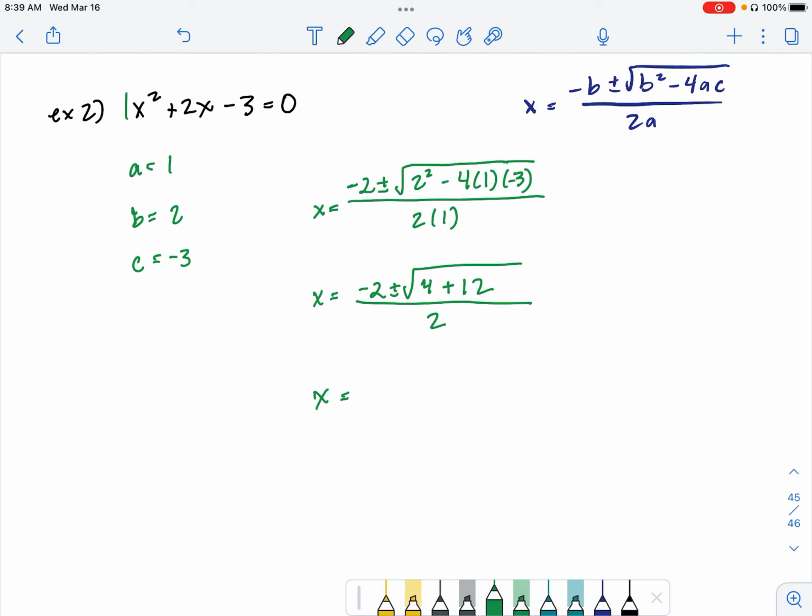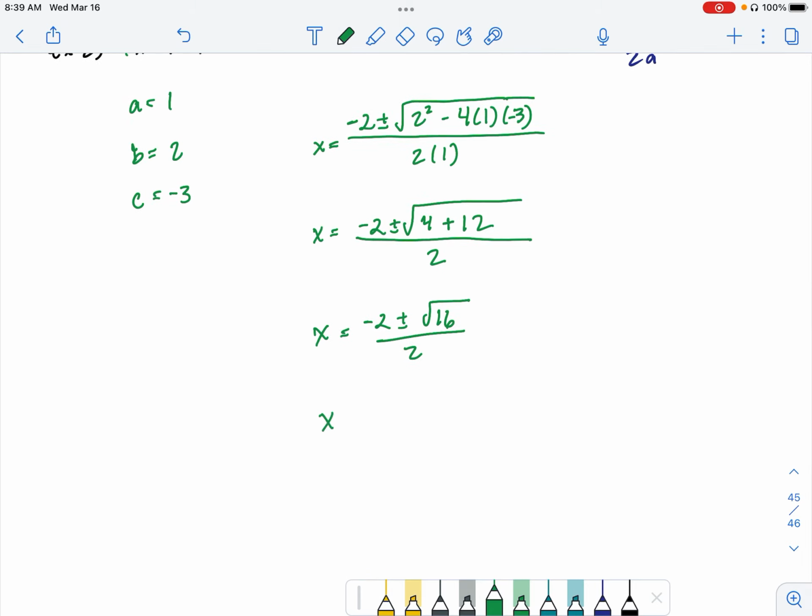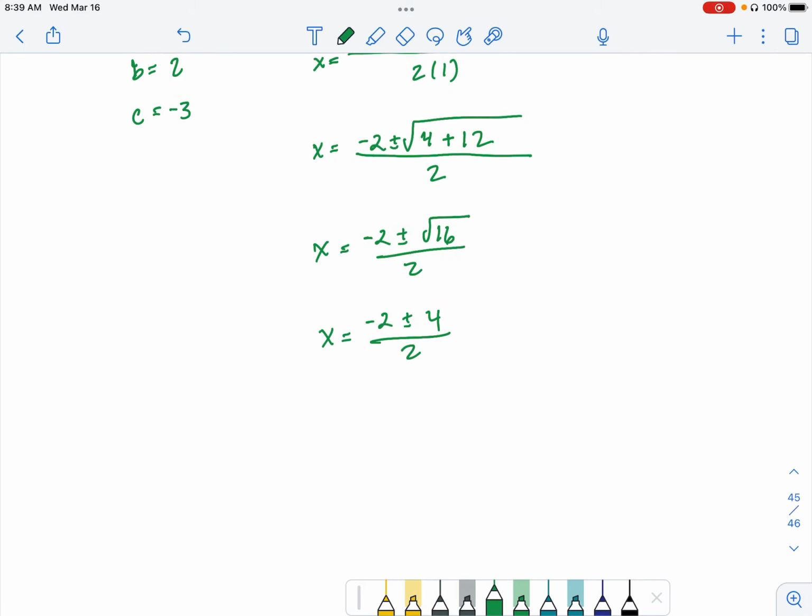And x is equal to negative 2 plus or minus the square root of 16 over 2. We can simplify further because 16 has a perfect square: negative 2 plus or minus 4 over 2. And at this point, we can combine like terms on the numerator by splitting it into two options. We could either have negative 2 plus 4 divided by 2, or negative 2 minus 4 divided by 2.